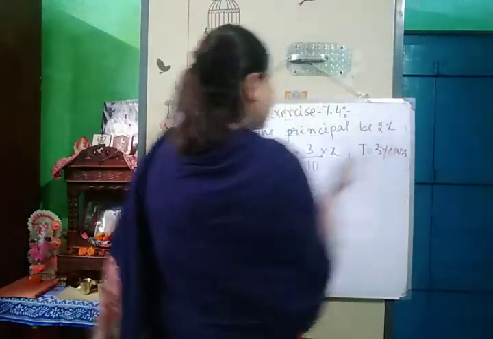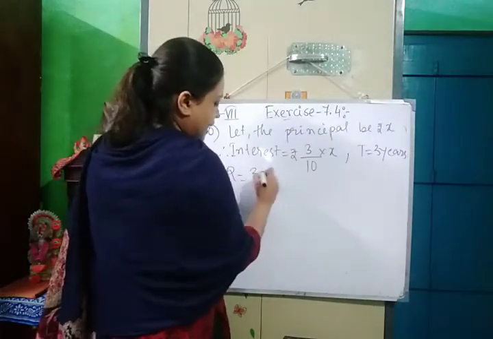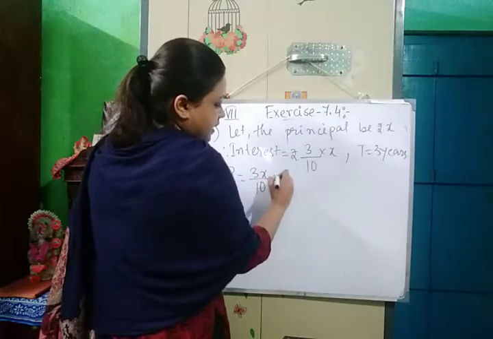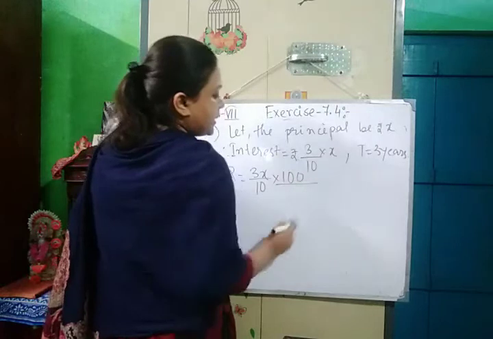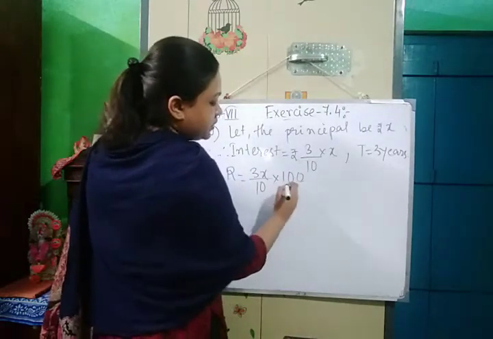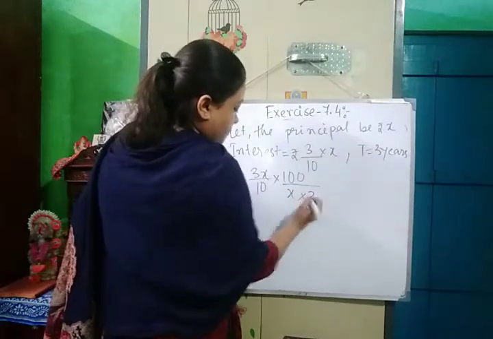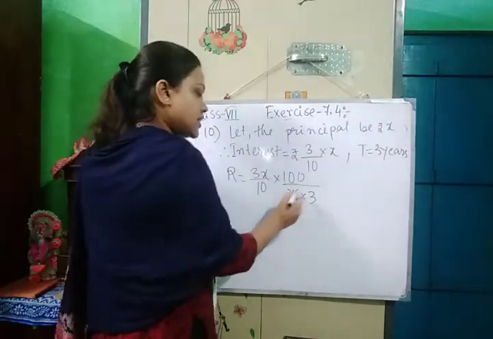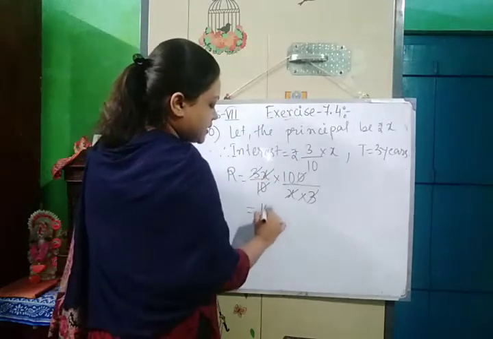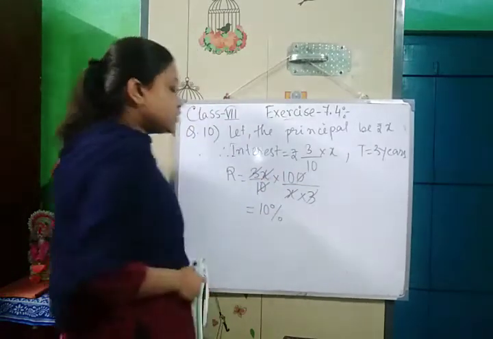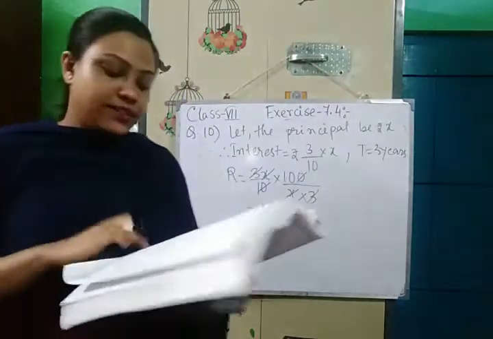Now we are going to find out the rate. Rate equals interest, that is 3x by 10, into 100 divided by principal into time. Principal is x, time is 3. Now we will do the cancellation. x cancels, 3 cancels, 0 cancels, so it's 10%. So the rate of interest is 10%. Okay, I hope this is clear.